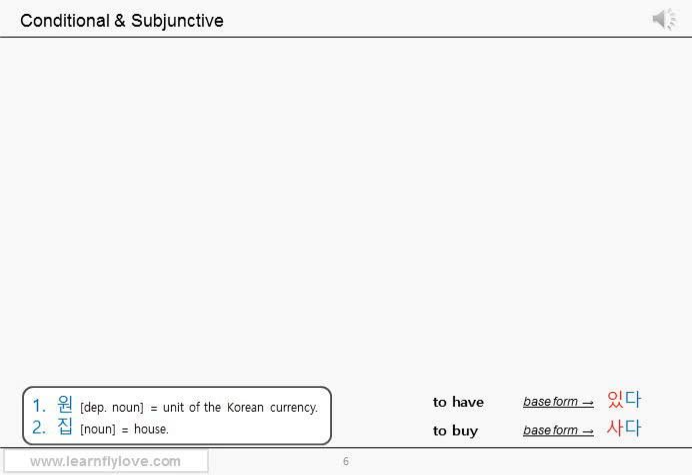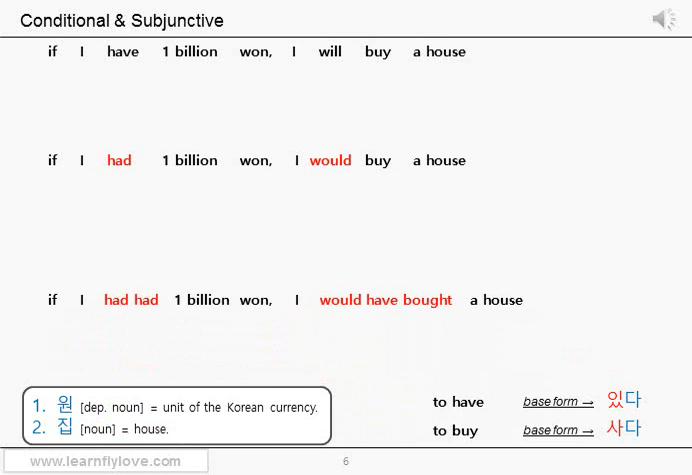Let's go back to 만약, 으면, and 다면 again. It'll be a bit complicated and long page, but it'll be very interesting. Let's make extra sentences using 만약, 으면, and 다면. We'll make Korean sentences for these three English sentences. If I have 1 billion won, I will buy a house. If I had 1 billion won, I would buy a house. If I had 1 billion won, I would have bought a house.